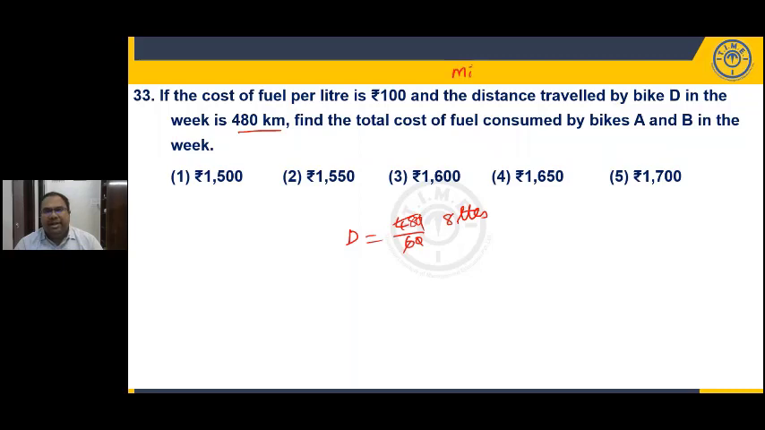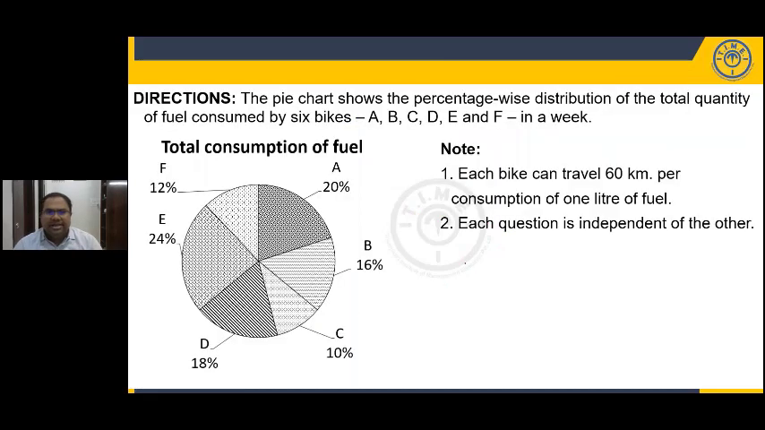See, mileage is 60 kilometers per liter. So 480 kilometers by 60 means 8 liters is D's consumption. What is A plus B's consumption? D is 18%. That is equal to 8 liters. I want consumption of A and B. 20 plus 16, 36%.